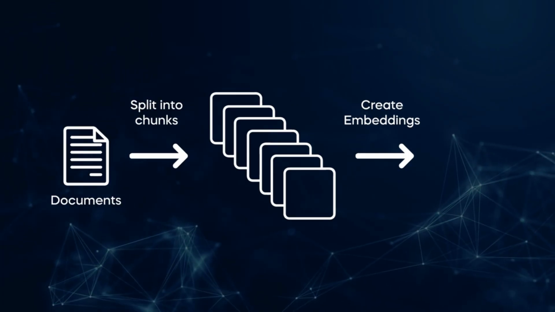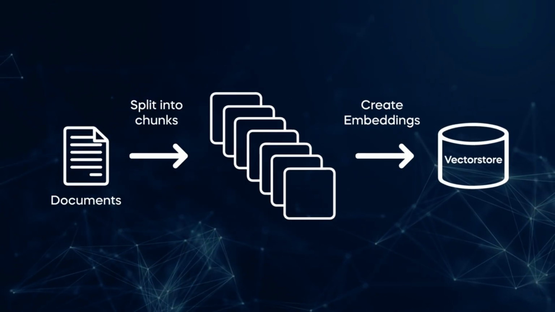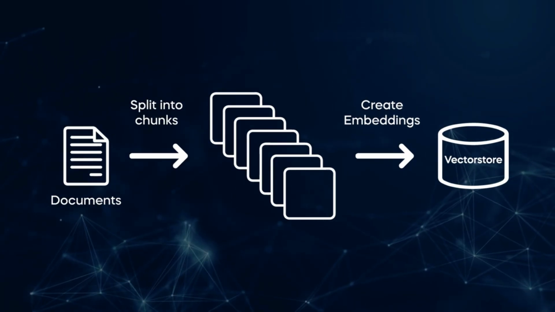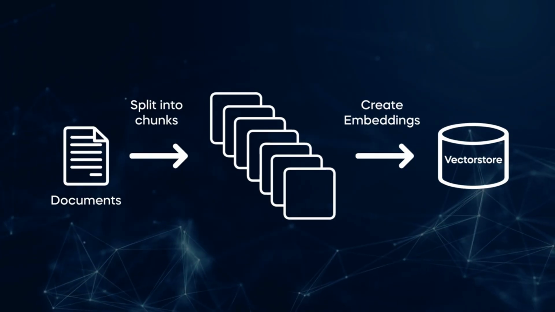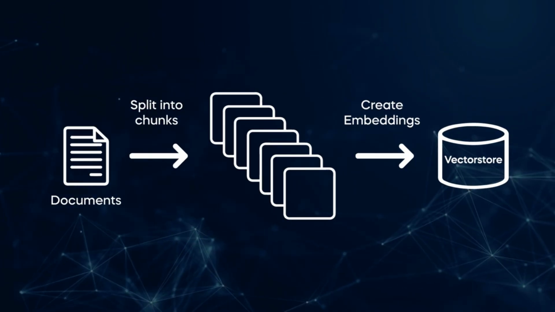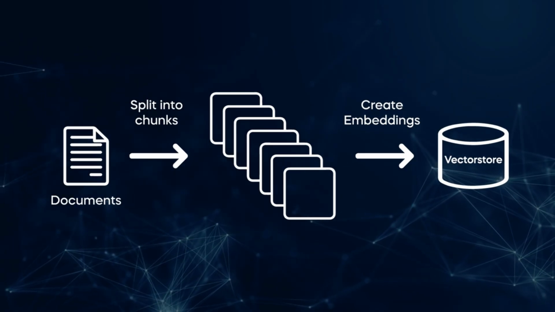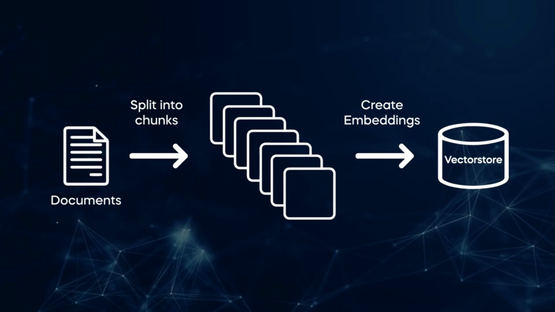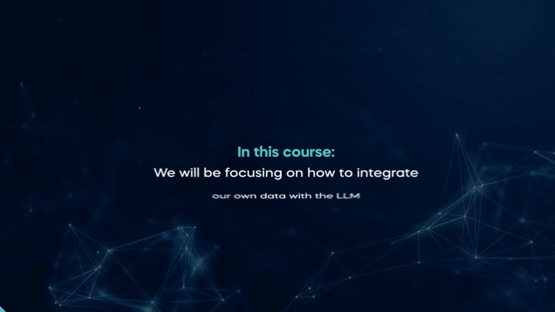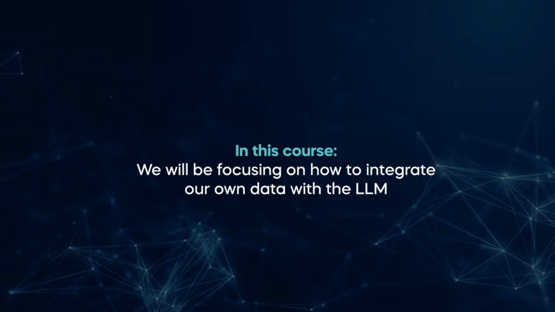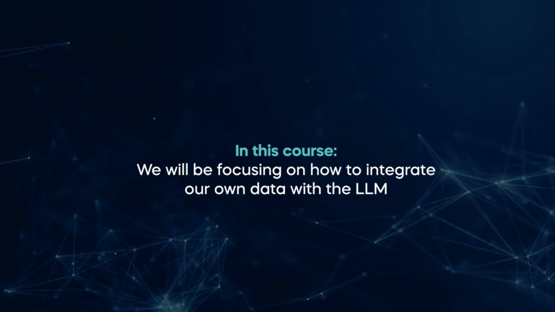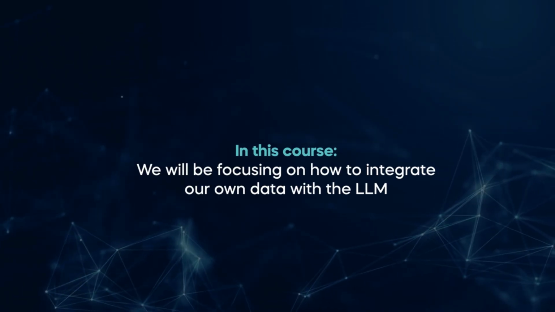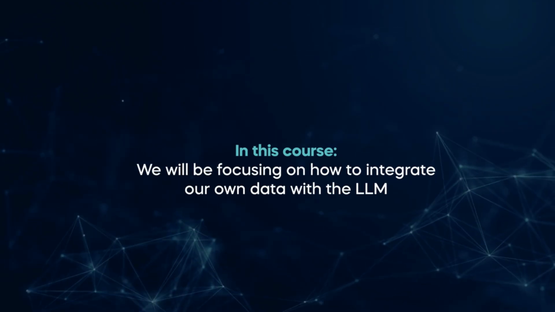Finally, these embeddings are loaded into a vector store. Vector stores help us find the most similar chunks in the embedding space quickly and efficiently. LangChain can also help you with follow-up actions, such as sending emails based on the response given by your language model. There is so much functionality with this framework, and I encourage you to check out the documentation. For this course, we'll just be focusing on how we can integrate our own data with our large language model. If this is something you're interested in learning more about, check out the dedicated LangChain course on 365 Data Science.